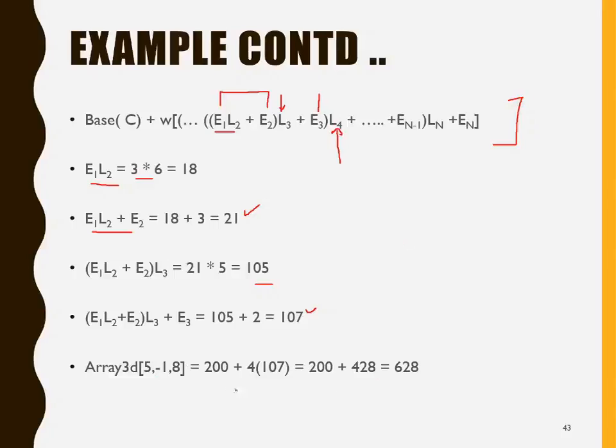So if we perform this, 200 is the base address, 4 is the width, and the internal value we have calculated as 107. Because we have to calculate up to only the 3rd dimension, it will come out to 600. So this is how we calculate the address of a particular element inside the 3-dimension array, or you can say the multi-dimensional array. For 4-dimension, 5th dimension, this internal value can be further extended as per the scenario. So this is all about your multi-dimensional arrays.